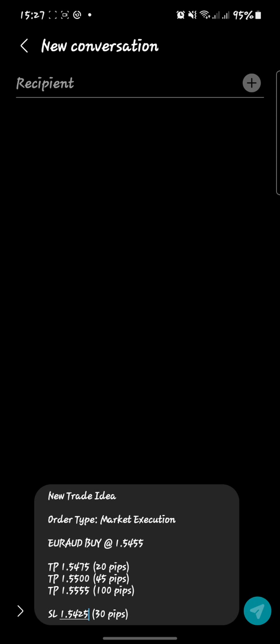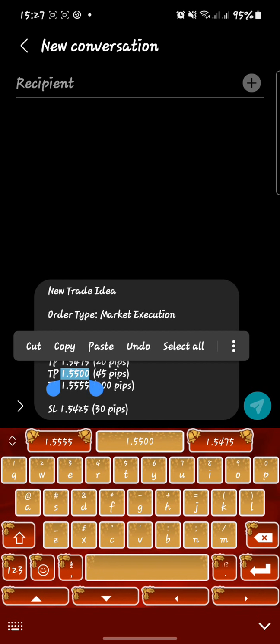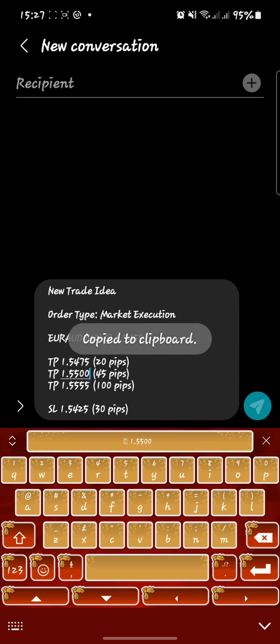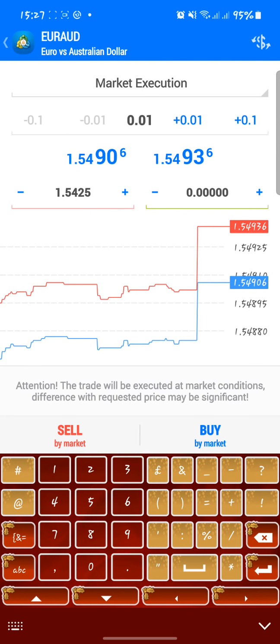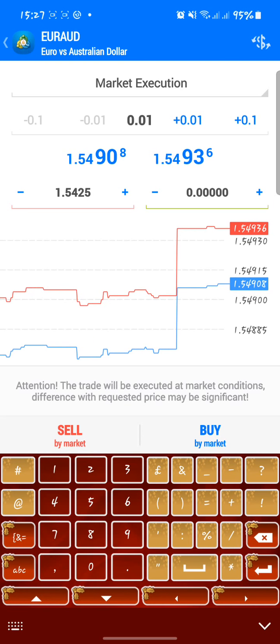So let's say I select the take profit 2 with 45 pips. I just long press there. I make sure that the whole number is selected, and I click copy. Then I go back to my MT4. Remember, this is now the profit. The profit is always green or blue.